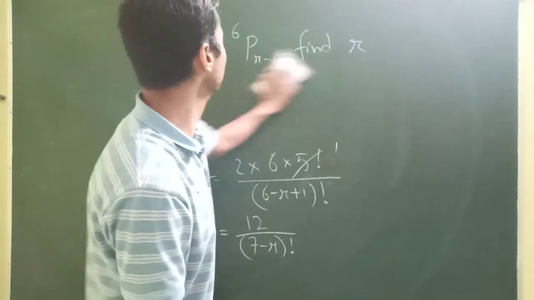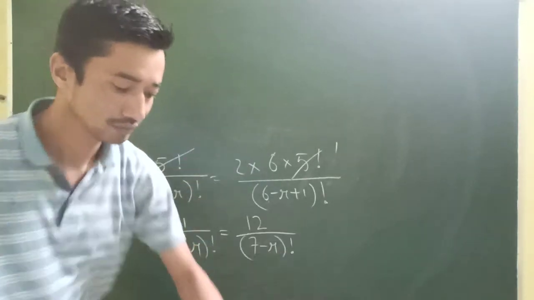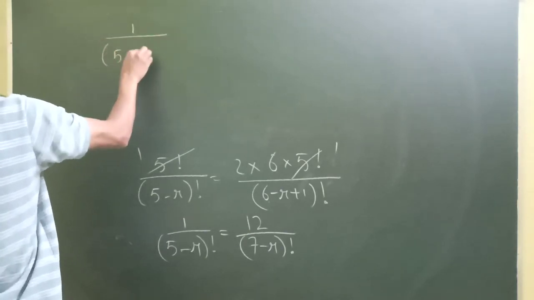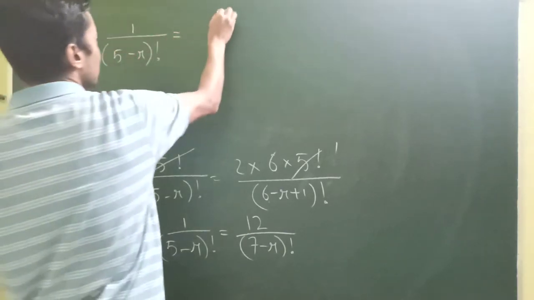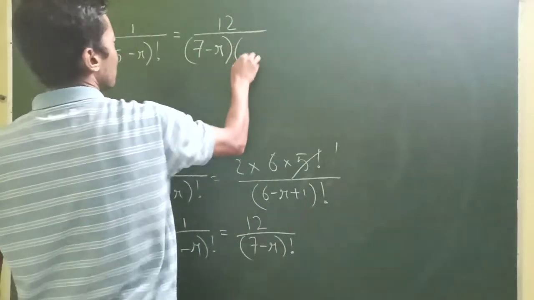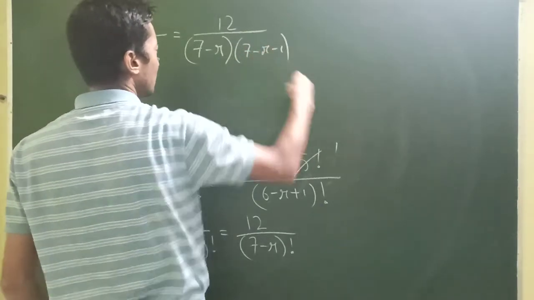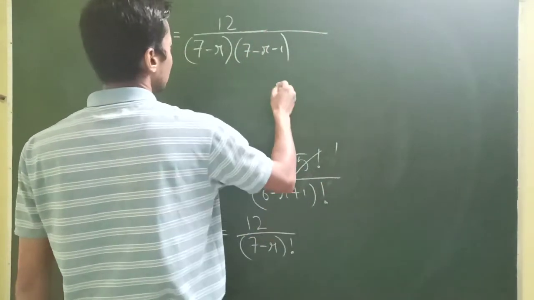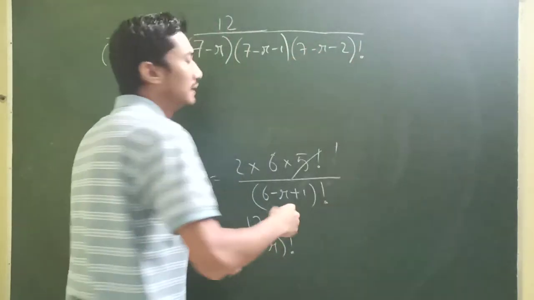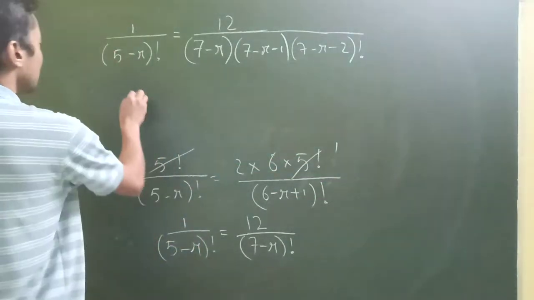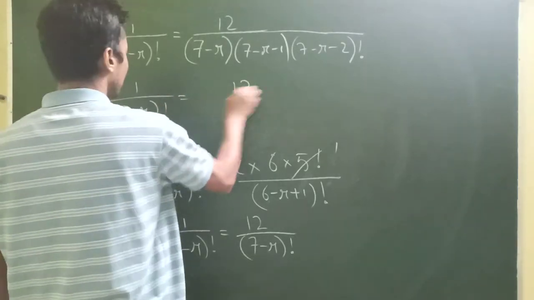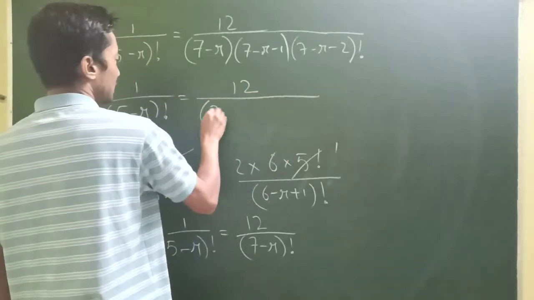So, which one is bigger? 12. This is bigger, so I'll expand this. 7 minus R, next will be 7 minus R minus 1, next will be 7 minus R minus 2 factorial, if we just follow the procedure. Otherwise, you can write directly also. That is, it should be 7 minus R.